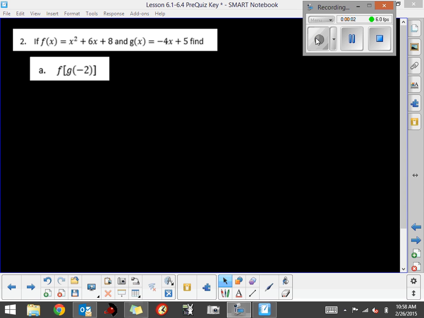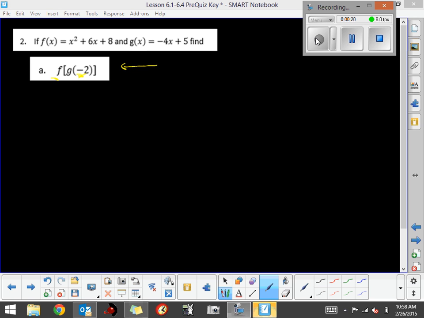In question 2, we're starting to enter in some of our ideas of composition of functions. When we compose functions, remember a function goes into the other function. So in this notation that we see here, we want to put into function g a value of -2. Then you take that result and put that result into function f.